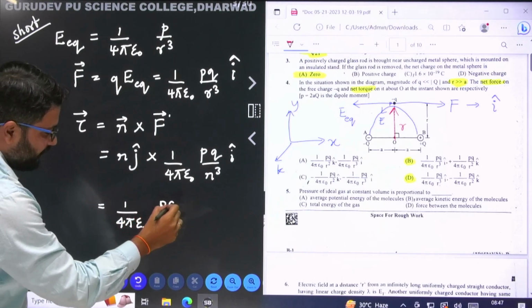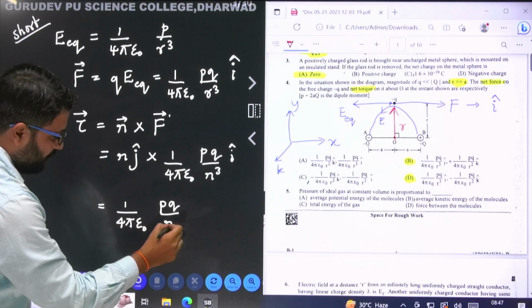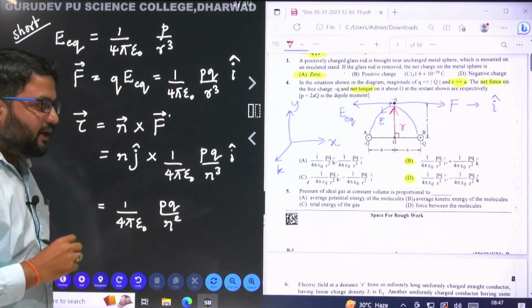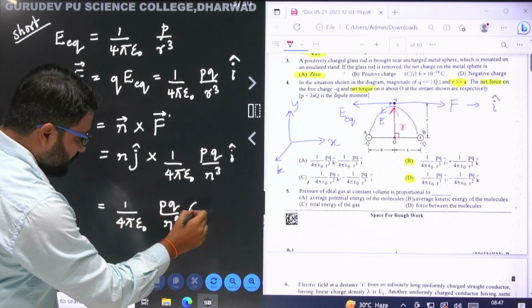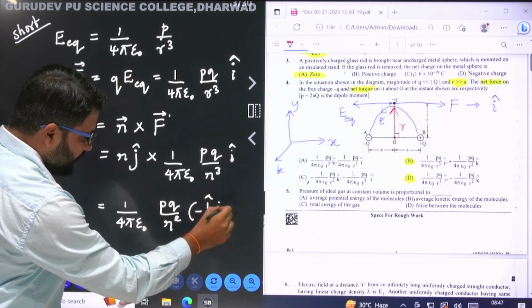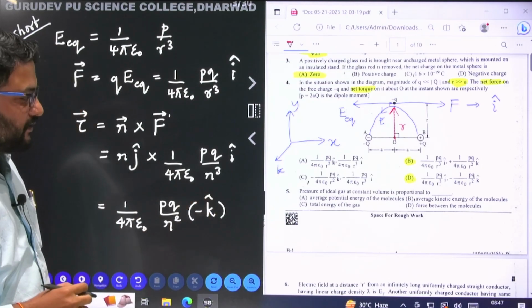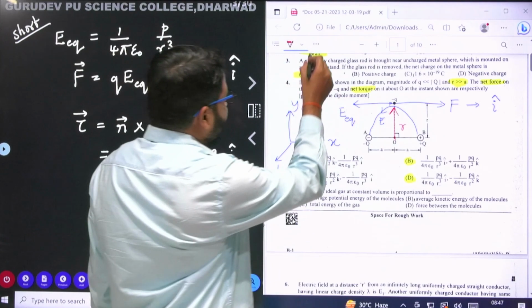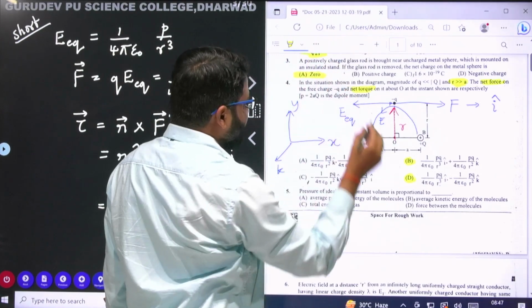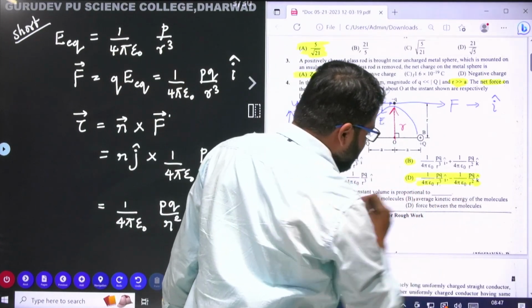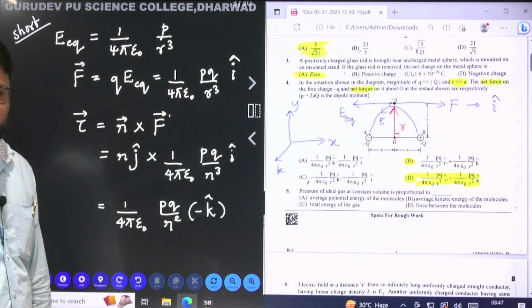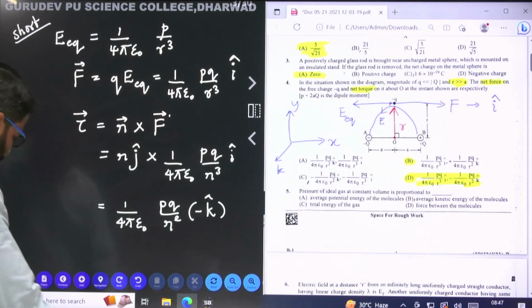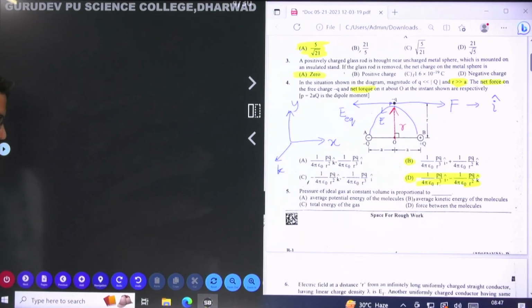Now your task is to find out which option would match, either B or D. When you check, you clearly see that you should have a minus, and clearly the option that is left out is option D. So the right option is option D for us. Now moving to the next question.